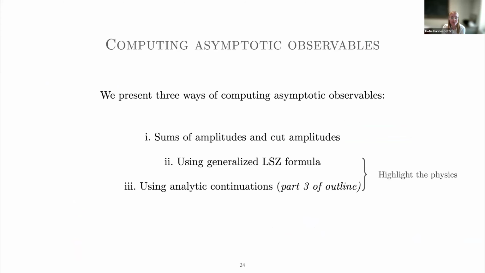Yeah, so let's now talk about the different ways that we can actually compute these asymptotic observables. We are going to present three ways. The first is a sum of amplitudes and cut amplitudes. Way 2 is using a generalized LSZ formula. And method 3 is using analytic continuation. So this should actually be part 4 of the outline. It's the last part of the talk. And points 2 and 3 are really the ones that highlight the physics. The first part is more of a trick that we can use, as we'll see.